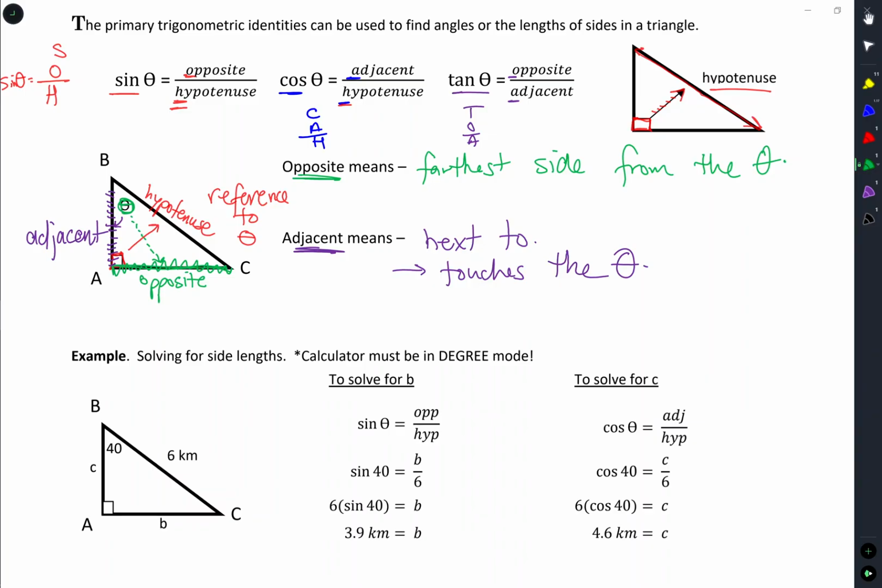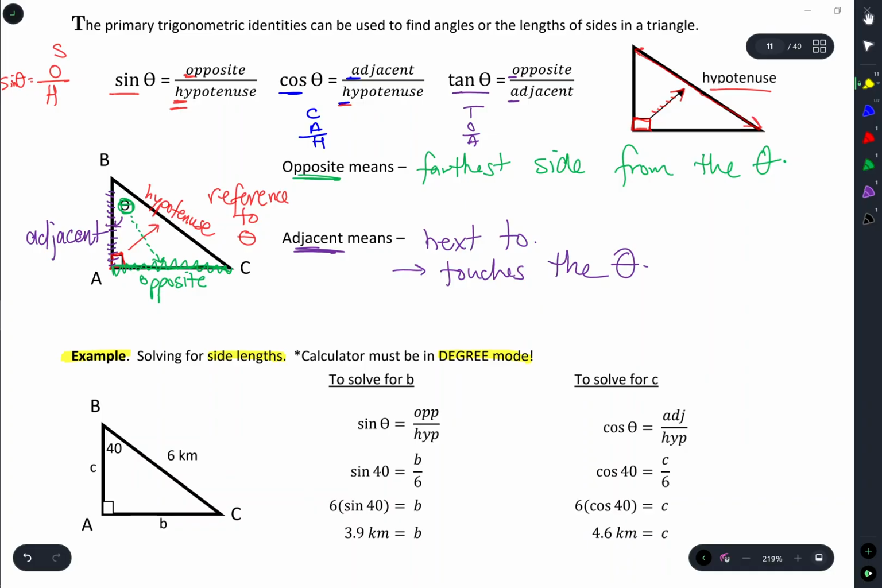So this is a great opportunity. You can run through your calculator right now and figure out if your calculator is working the way it should, based on the work that you see here. So let me run you through that. Just down below, we have an example. We're going to solve for some side lengths. Tip number one, your calculator needs to be in degree mode.